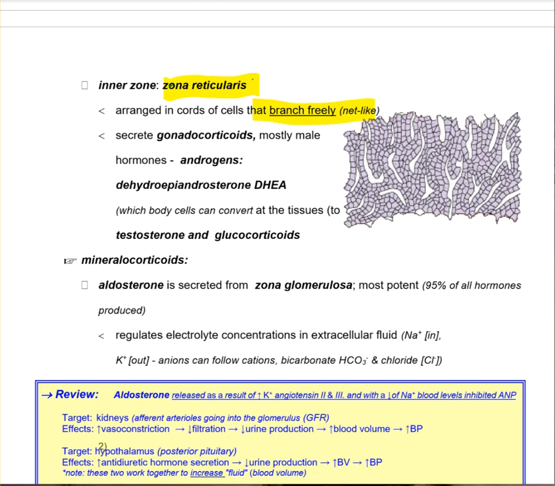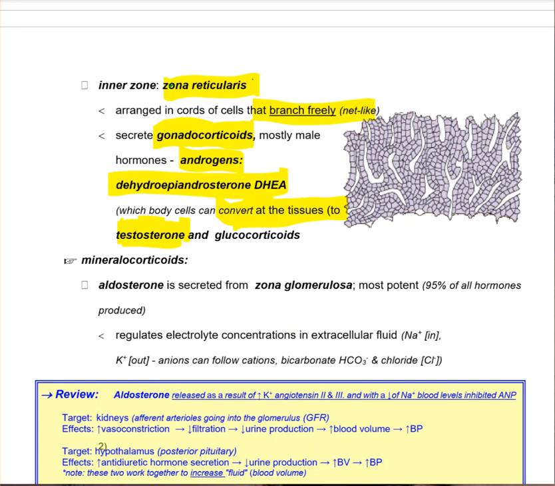This area secretes gonadocorticoids. And so now you understand why this area is derived from the same tissue as gonads. Mostly male hormones like androgens, like DHEA, and DHEA can be converted at the tissues to testosterone, also glucocorticoids, but testosterone is the primary one.